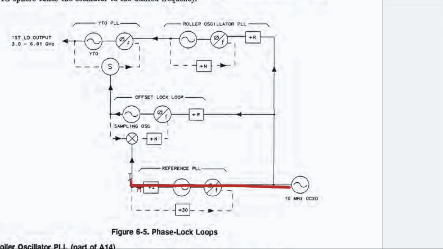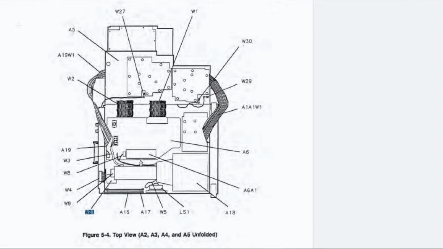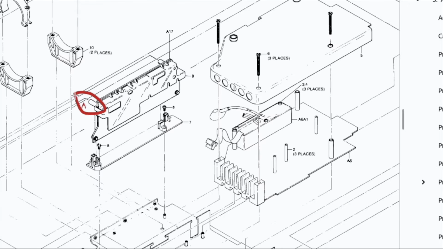Finally, it locks the YTO oscillator's frequencies through the roller PLL and the offset PLL. Looking at the 8563A element locations, the A21 is tucked under the CRT. Speaking of the CRT, the 8560A manual shows that the A17 board has longer standoffs, which explains why I struggled to screw it back in.